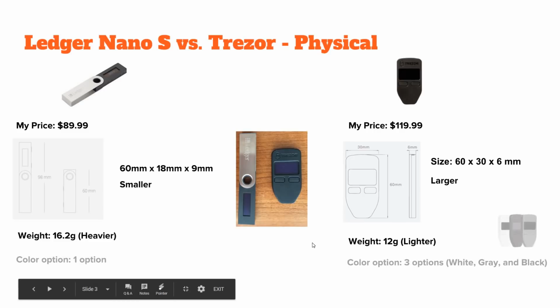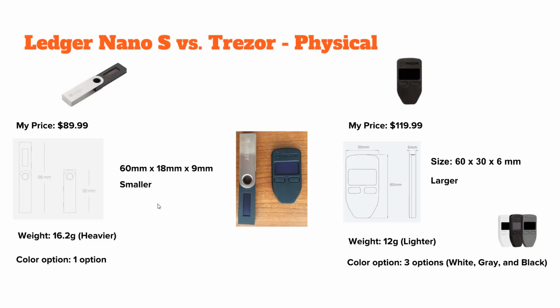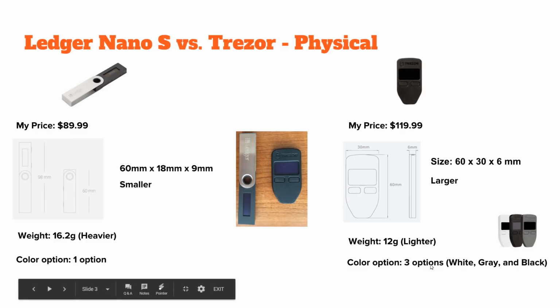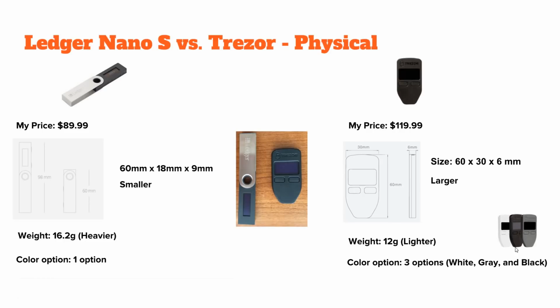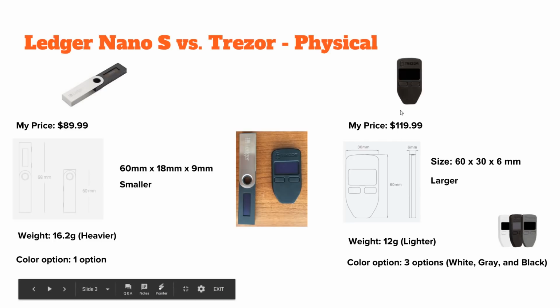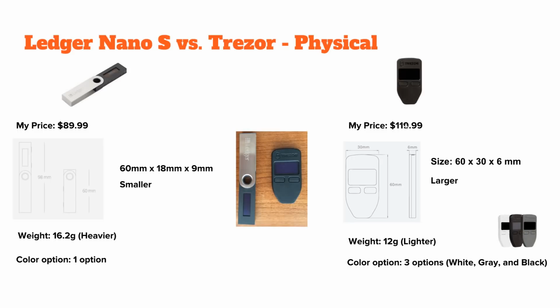With that, let's take a look at the color options if you care for that. Really, there's only one color for the Nano, which is what you see here on the screen. But for the Trezor, there are actually three options for you. You can get a white one, a gray one, or a black one. Those are the three options you have. I opted for the black Trezor because I think it looks nicer, but it's up to you.